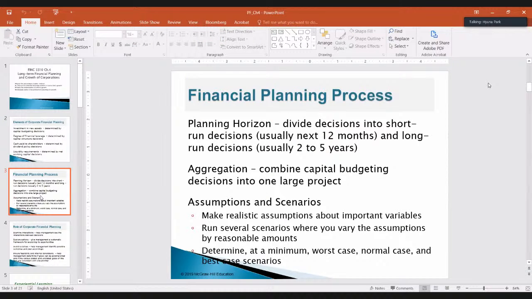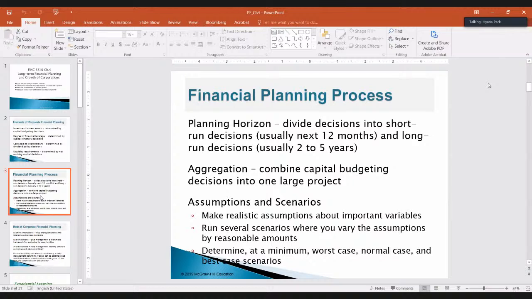So in the financial planning process, planning horizons are short-term versus long-term. By short-term, we usually mean up to a year. So for the next 12 months, that's the short-term planning period. And long-term, so CFOs and CEOs should do both short-term planning and long-term planning. And I think that principle applies to everybody.